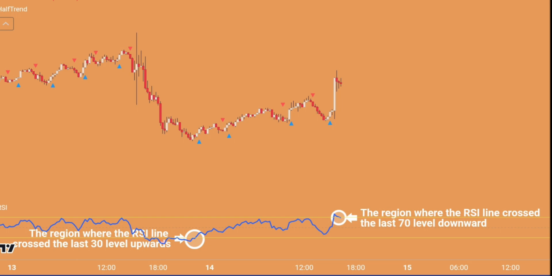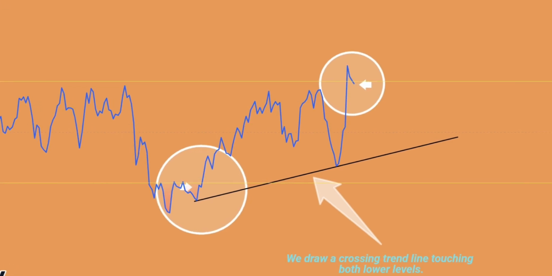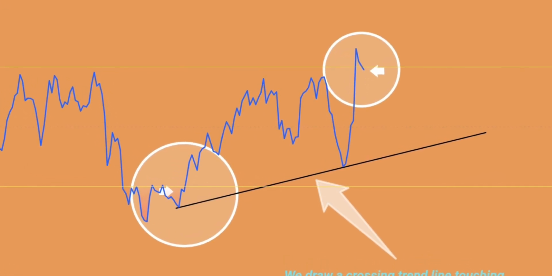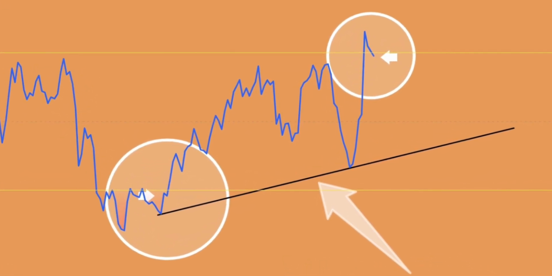Let's get started. As you can see on the screen, there are two circular marks indicating that the RSI line has recently crossed above the 30 level in an upward direction and crossed below the 70 level in a downward direction. We are drawing a trend line that will connect the two lower points formed between the lower and upper levels.